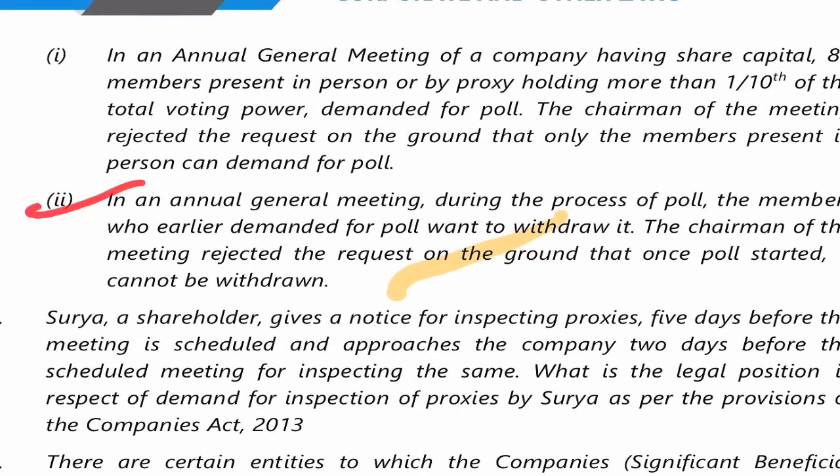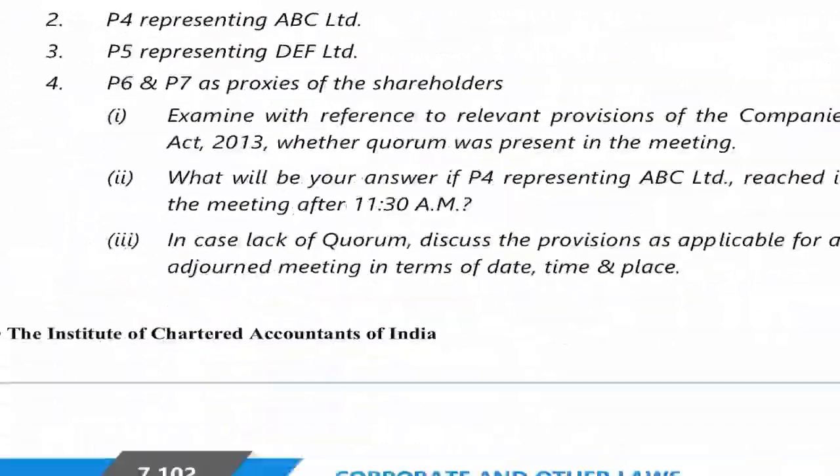ये वाला पढ़। In an annual general meeting during the process of poll, the members who demanded for poll want to withdraw it. The chairman of the meeting rejected the request on the ground that once poll started, it cannot be withdrawn. विड्रॉ कर सकते? नहीं कर सकते हैं यार, विड्रॉ कर सकते हैं कि नहीं? कितने लोग एग्री होने चाहिए?